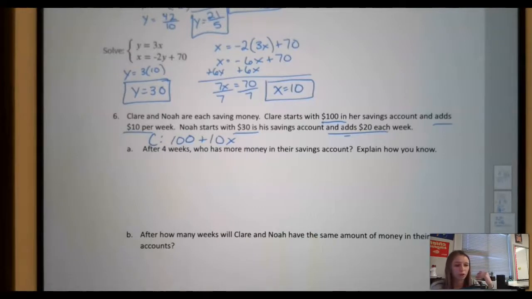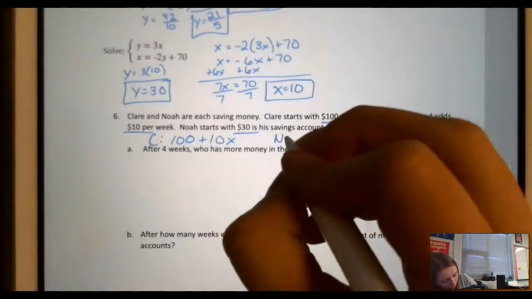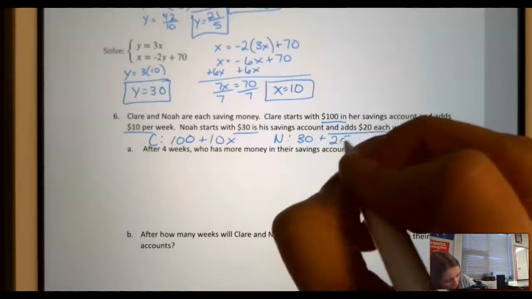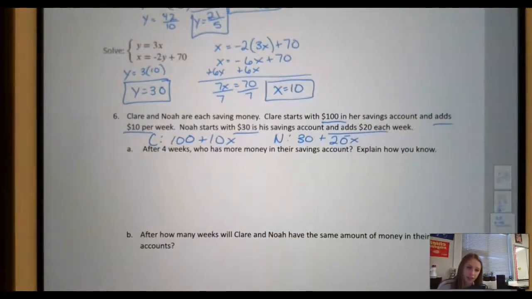because say we want to know what it is after the third week. Well, they make $10 a week, so we have to add that in there. Now Noah, he starts with $30 and then adds $20 per week. So same concept there. This one's pretty darn close to your guys' test, okay? So please make sure you do this.